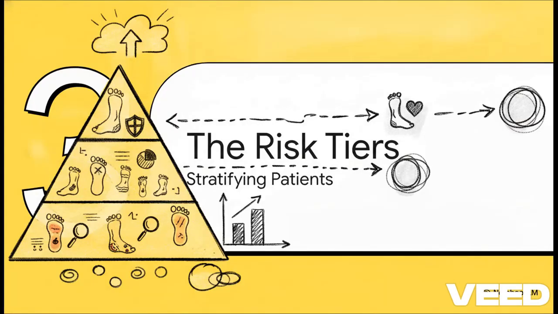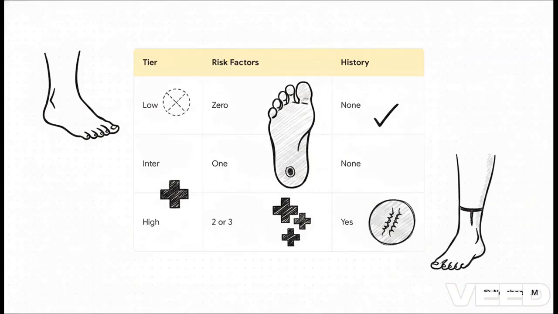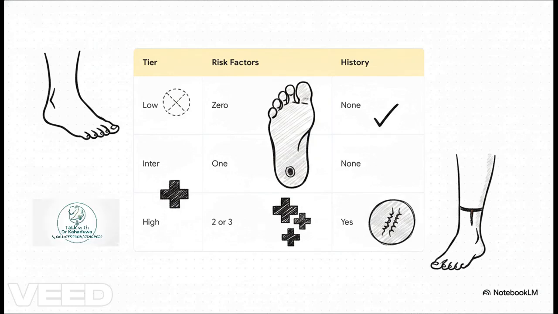Which brings us perfectly to Section 3, the risk tiers. Okay, this breakdown is absolutely essential for understanding the definitive clinical logic based on the Australian NHMRC guidelines. Basically, it's a tiered system. A patient is considered low risk if exactly 0 risk factors are found on screening. Simple enough. They hit intermediate risk if exactly 1 risk factor is present, say just a foot deformity. But importantly, they have no history of ulcers. And then they jump straight to high risk if 2 or 3 risk factors are present, or automatically if they have any history of previous foot ulcers or amputations.